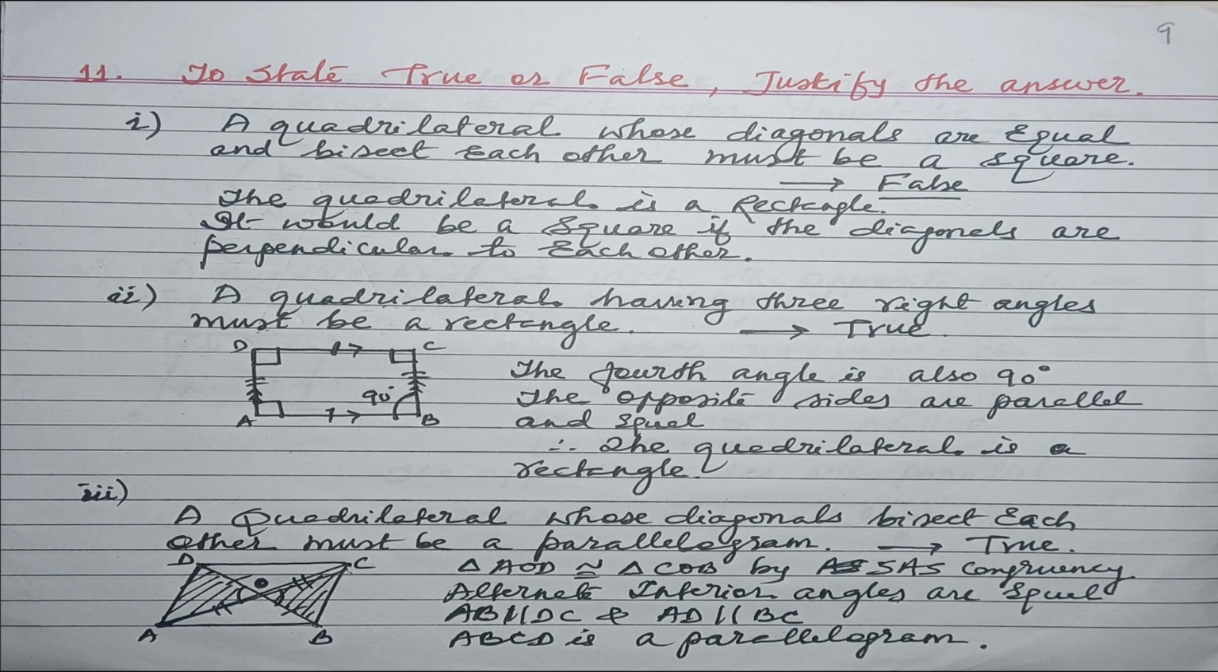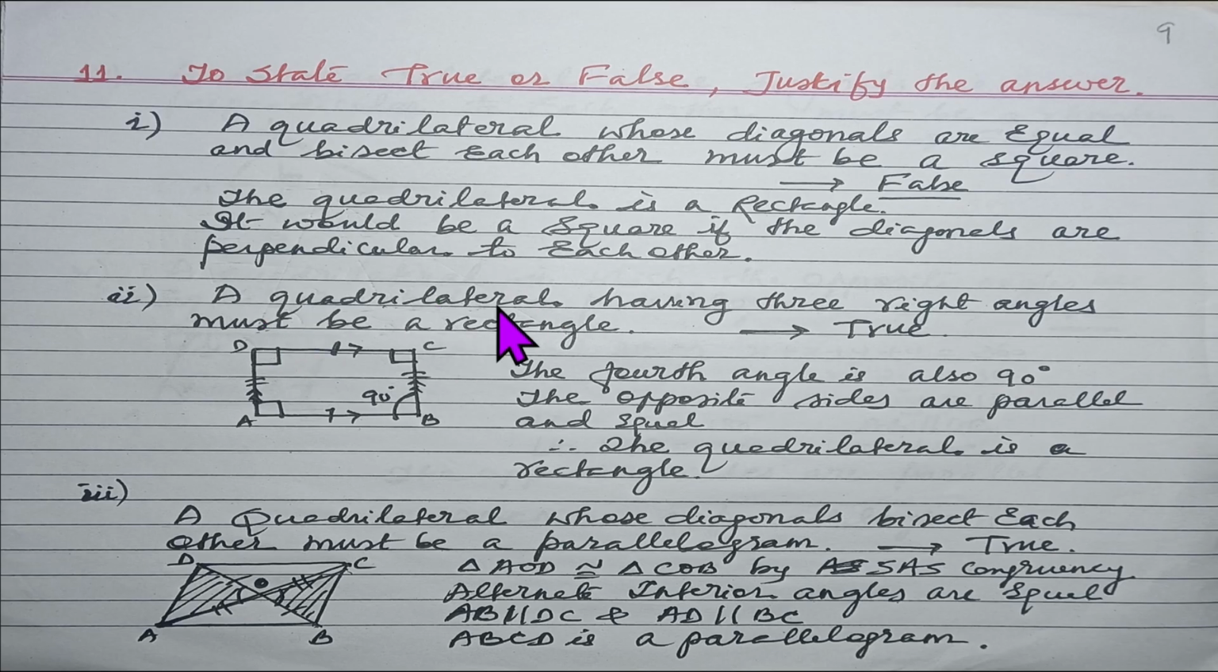Now coming to the next example, to state true or false and justify the answer. A quadrilateral whose diagonals are equal and bisect each other must be a square. It is not a correct statement. The correct answer would be it is a rectangle. The quadrilateral is a rectangle. It would be a square only if the diagonals are perpendicular to each other.